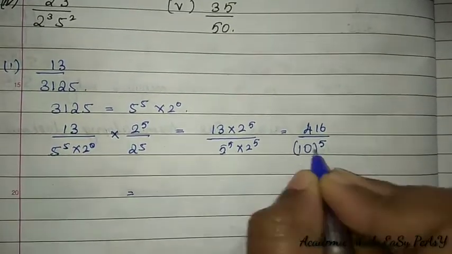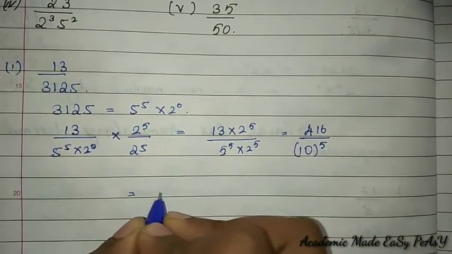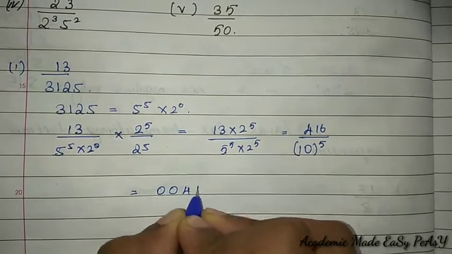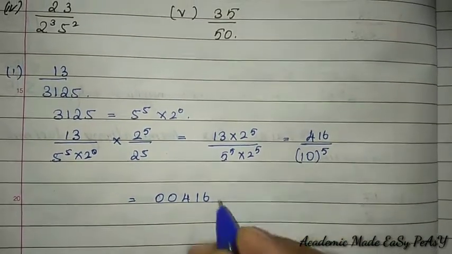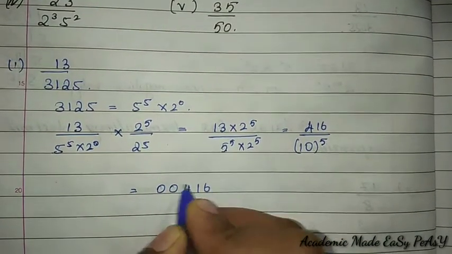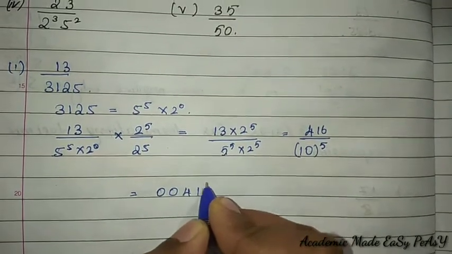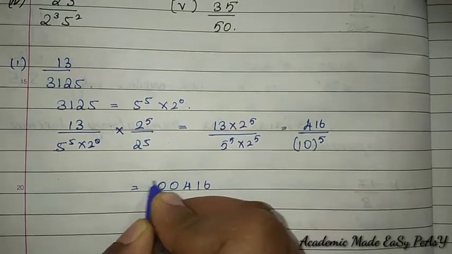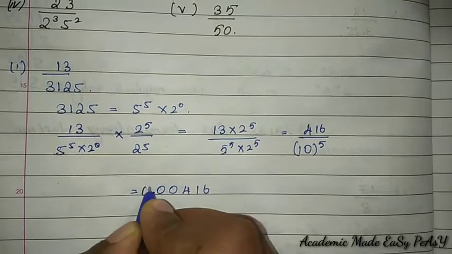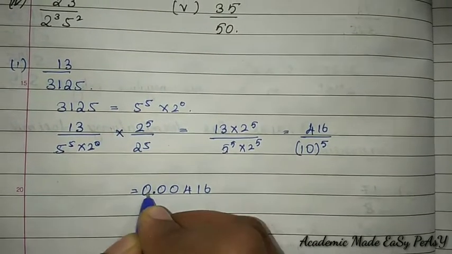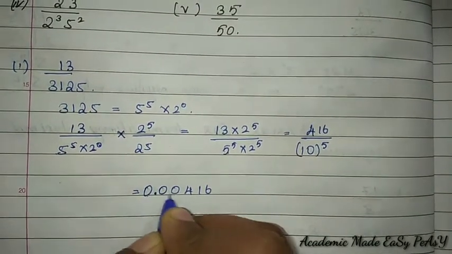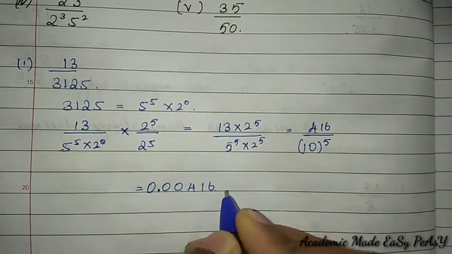So the decimal expansion for this will be 00416. Just write like this. Then you have to bring it forward: 1, 2, 3, 4 and 5. So I will have my decimal place here. So the decimal expansion for this will be 0.00416.